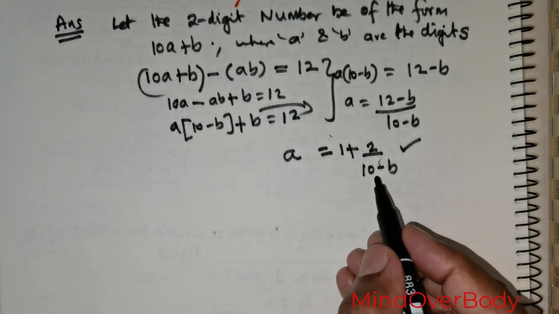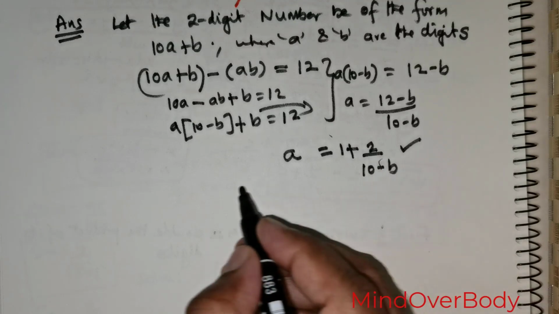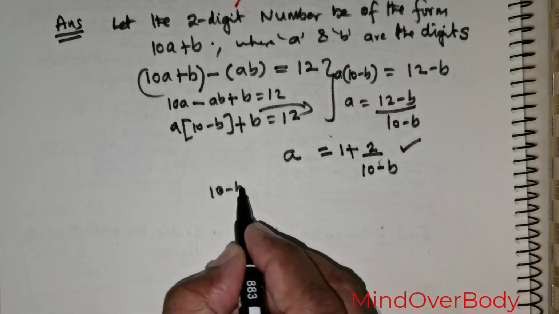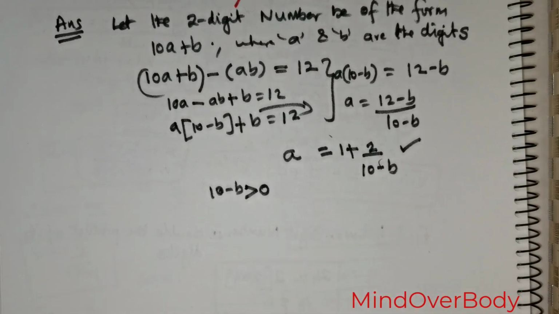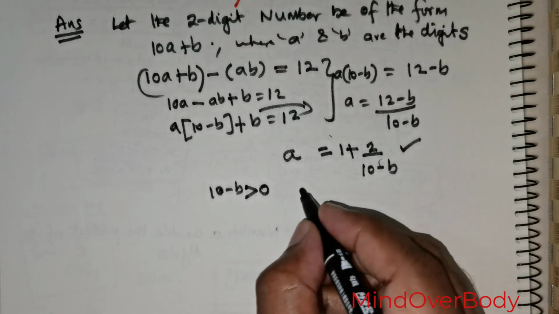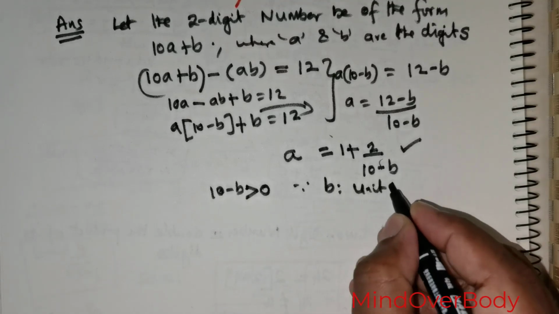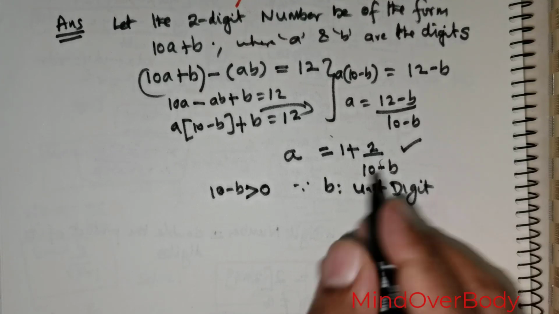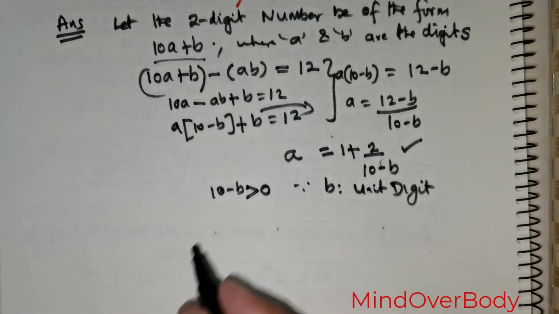Now just observe the denominator. 10 - b is always positive. Now why is it positive? Because b is the unit digit, right? Check the number. So this is the unit digit, so this will always be a positive quantity.